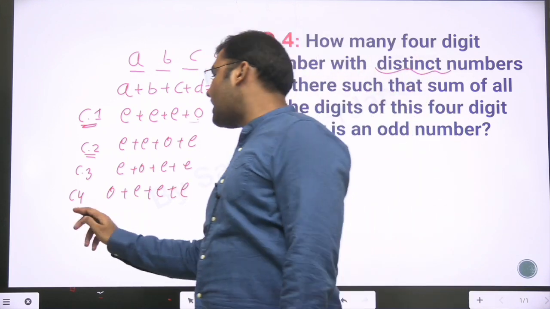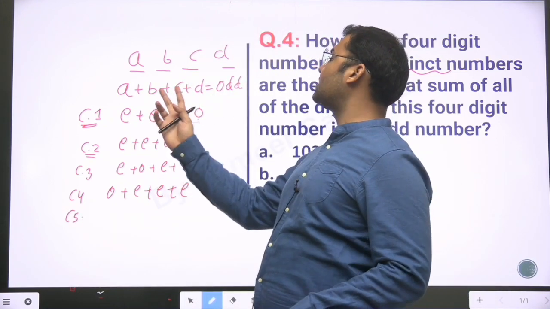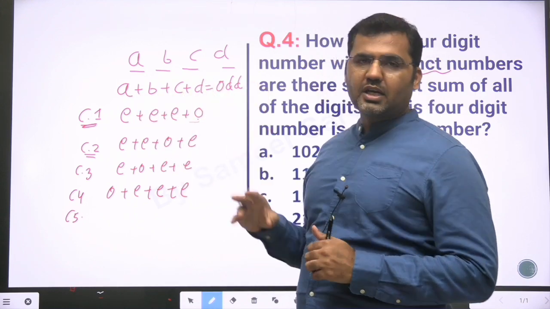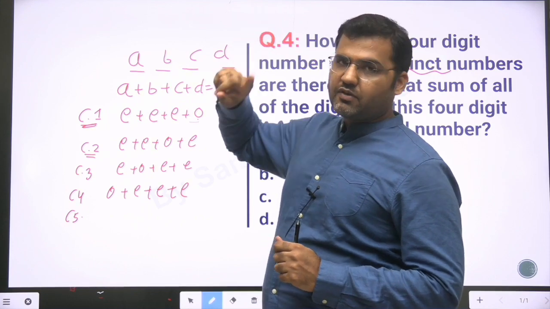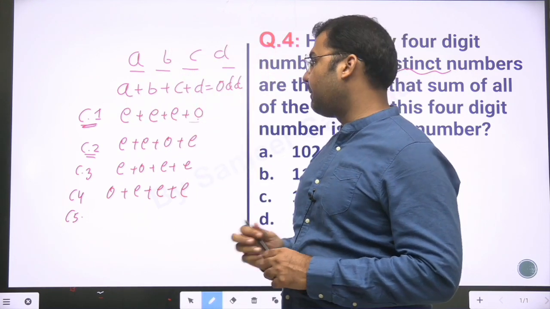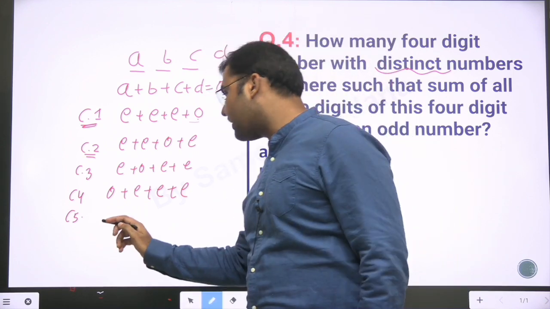Next, what are the other possible cases? What other combinations of even and odd make the sum of the 4 digits odd? Can you think of any more? Will 2 even and 2 odd work? No, even plus even is even. Odd plus odd is even. So even plus even is again even. So 2 even, 2 odd will not work. Okay, what about 3 odd and 1 even? Yes, this will perfectly work, right?